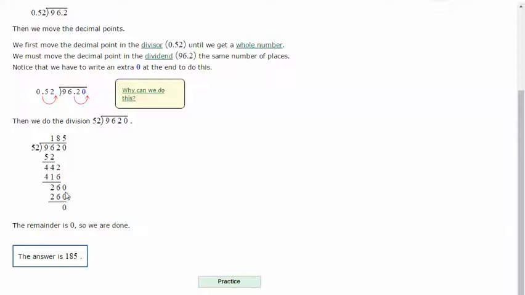And bring down this last 0. 52 goes into 260 5 times. 5 times 52 is 260. 260 minus 260 is 0, so our answer is 185. And the remainder is 0, so we're done. So we don't have to put a decimal point here and more zeros to keep going, or a decimal point here in our answer and keep going either. Let's try another one.